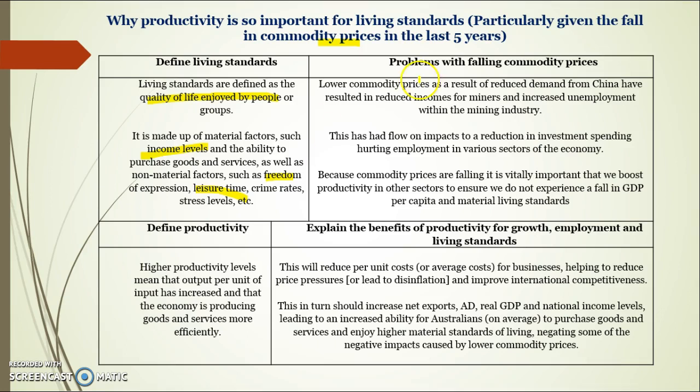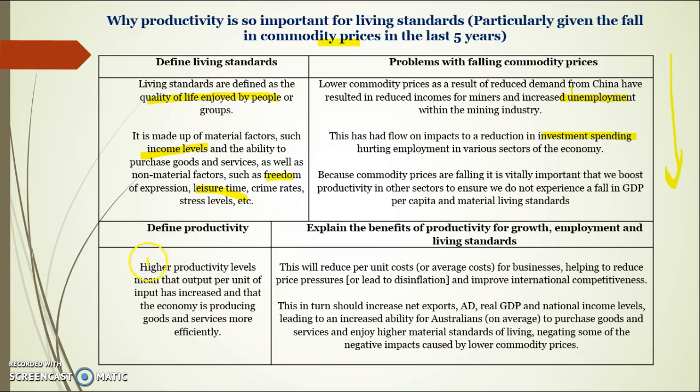Falling commodity prices have basically meant we're making less money in the mines. So that's led, because of reduced demand from China, to increased unemployment in the mining industry, lower incomes, lower profits. That's reduced investment spending and hurt a lot of people in that sector. And therefore it's important that we're able to boost productivity and demand in other sectors so we can make up for the fact that the mining sector can't look after us anymore.